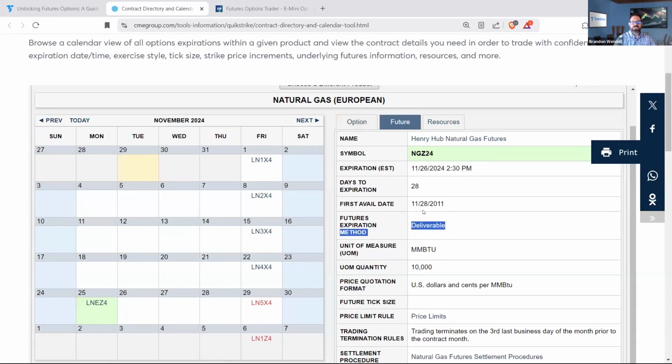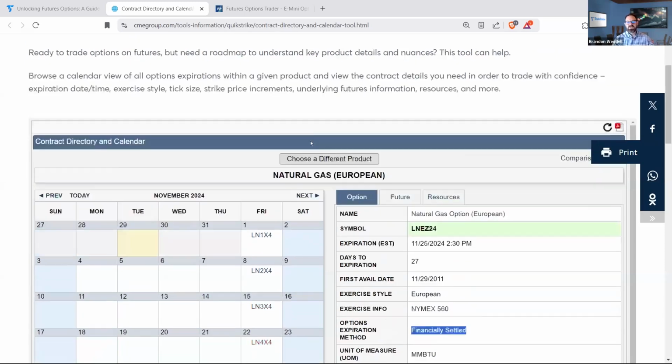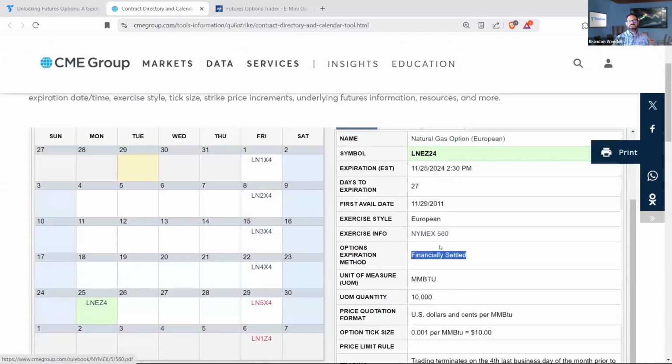However, with the option, it differs. This one happens to be financially settled, meaning cash settled. At the expiration, if you are still holding an option that's in the money, the settlement will occur and you will get paid the amount that you are in the money. Or if you are out of the money, then you may have to pay, if you are the loser on that trade, the amount that you are out of the money. That would be your loss. Some of these are physically settled, meaning you would get the underlying futures contract.